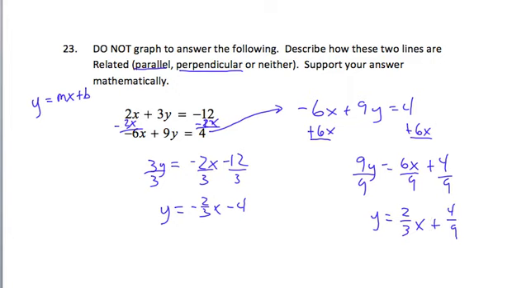But that's okay. Really what we're looking for here is to compare the slopes of these lines. And so the slope of my first line was negative 2/3. The slope of my second line was positive 2/3. So if those slopes were the same, these lines would be parallel. If those slopes were opposite reciprocals of one another, they would be perpendicular. But in this case, they're neither of those things, so these lines aren't perpendicular or parallel.